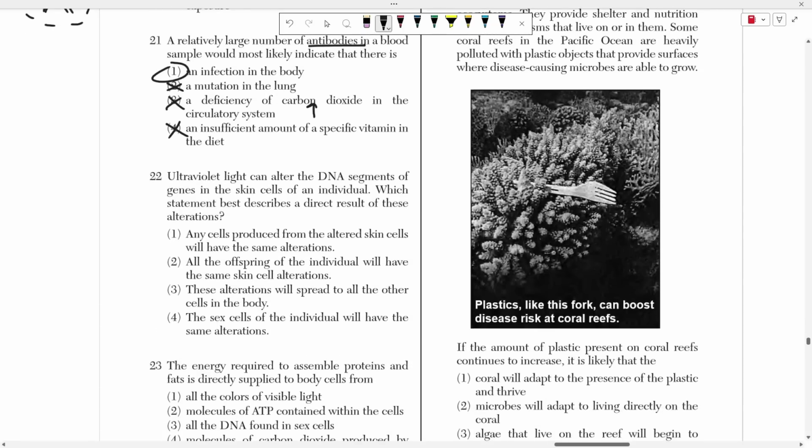22 says that UV light can alter the DNA segments of genes in the skin cells of an individual. Which one of these statements best describes the direct result of these alterations? Any cells produced from these altered skin cells will have the same alterations.